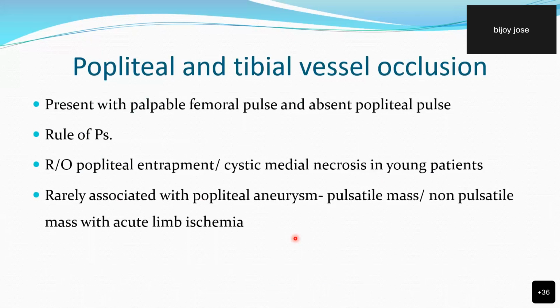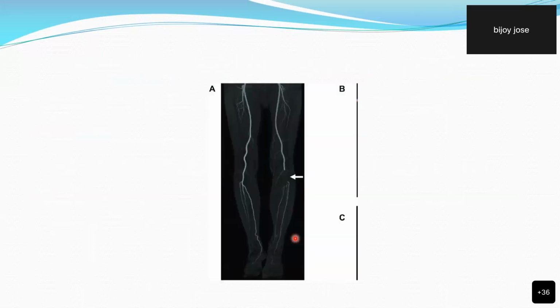Sometimes we have to rule out popliteal entrapment or cystic medial necrosis in young patients when they present with acute limb ischemia from the popliteal downwards, and rarely it is associated with a popliteal aneurysm or popliteal mass. So either we get a pulsatile mass, or sometimes a non-pulsatile mass with the acute limb ischemia. So always Doppler and CT will give you a clear picture. So this is a patient having acute popliteal thrombotic occlusion with limb ischemia.